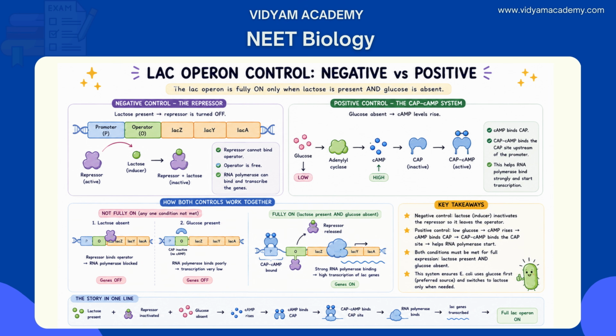The positive control system ensures that E. coli uses glucose, the preferred carbon source, first. Only when glucose is exhausted does the full lac transcription level turn on to use the next available carbon source, lactose. That's why option C is the right answer and rightly explained here.